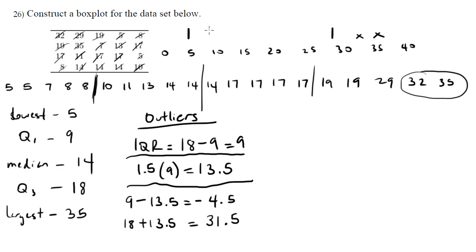Q1 is 9. Median is 14. Q3 is 18. Those three middle values are my box. Median is 14, 9, 18, and then just extend those segments to the ends. And there's my box plot.